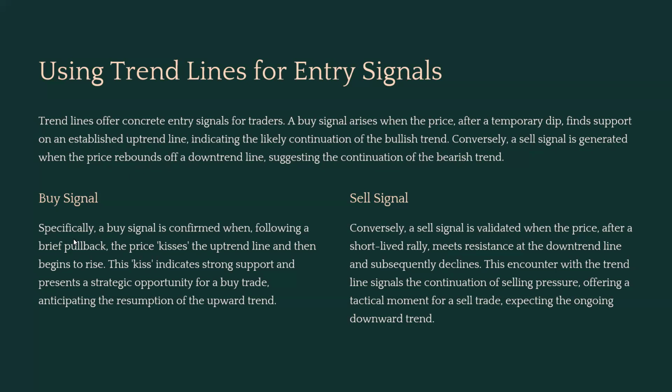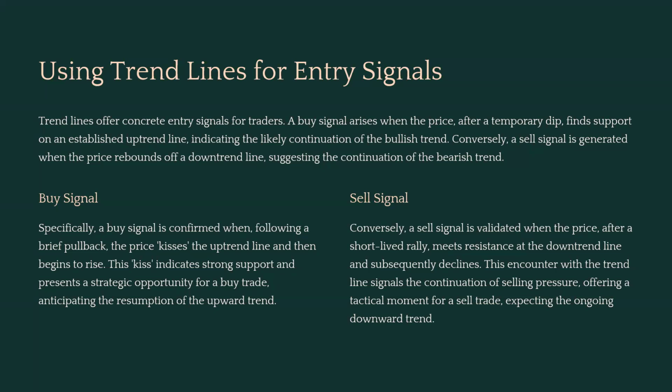So a buy signal is confirmed when, following brief pullbacks, the price kisses the uptrend line and then begins to rise back. This kiss indicates strong support and presents a strategic opportunity for buy trades, anticipating the resumption of the upward trend.